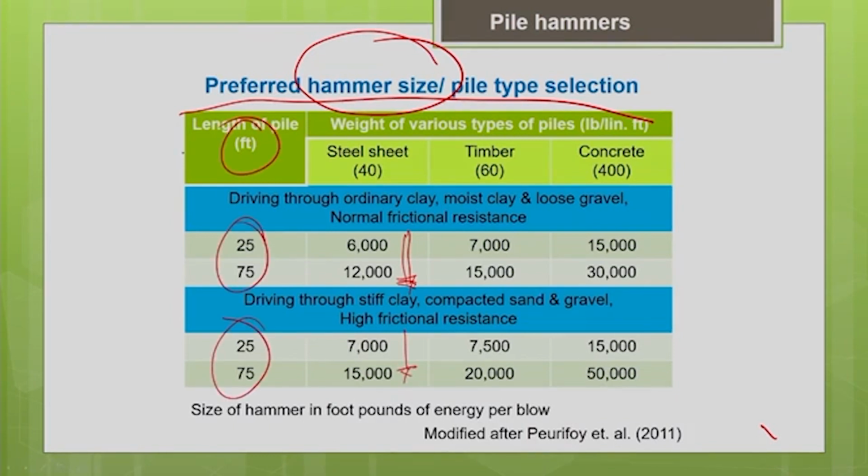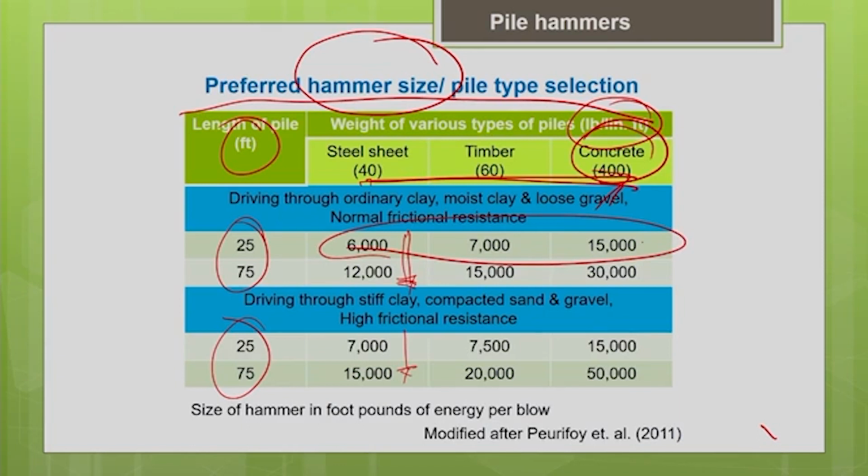Another important thing to be noted is the weight of the pile. Here they have given the weight per unit length, that is pounds per linear foot. As the weight of the pile increases, your blow energy requirement also increases. Obviously, for concrete piles you need high blow energy when compared to steel and timber piles, depending upon the weight per unit length. So your pile hammer selection depends upon the soil type, pile type, pile length, pile material type and the weight of your pile. All these things are going to affect your hammer selection.